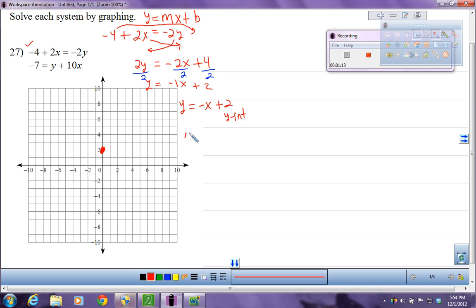And my slope happens to be a negative 1, but we need a rise over run, so every time you have a regular number you put it over 1, and that gives you the rise over run, which is change of y, negative goes down, over change of x, positive goes to the right. So from here you're going to go 1 down and 1 to the right.